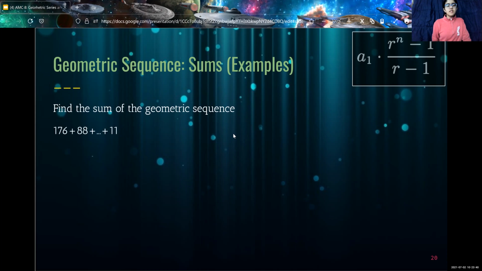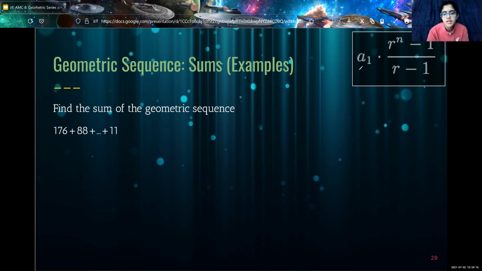So find the sum of the geometric sequence that is 176, 88, all the way to 11, right? So it accidentally says pluses, those should be commas, but that would be the geometric sequence, or the sum of the geometric sequence. And do not find the sum by finding the terms, but use the equation. Okay, so what would the first term be? So what would a1 be?